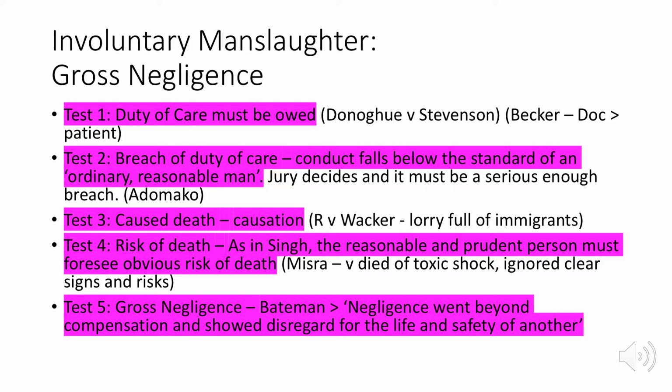The usual rules of causation apply again, but the case for this is R v Wacker. This man had a lorry full of immigrants, and I think they suffocated actually, because they had no oxygen. Test 4 for gross negligence is there should have been a risk of death, as in saying the reasonable and prudent person must foresee the obvious risk of death. You can also use Misra for this. This is where V died of toxic shock and ignored clear signs and risks.